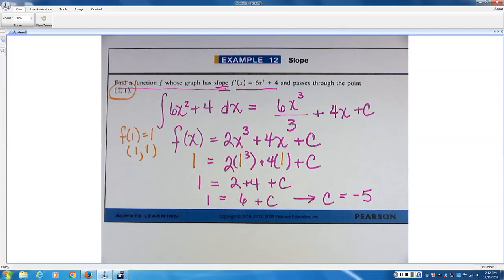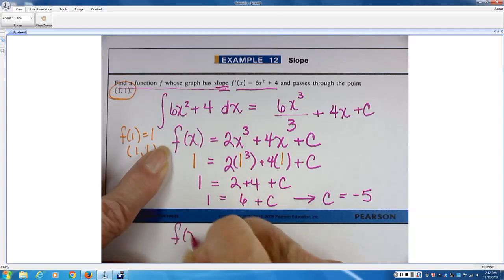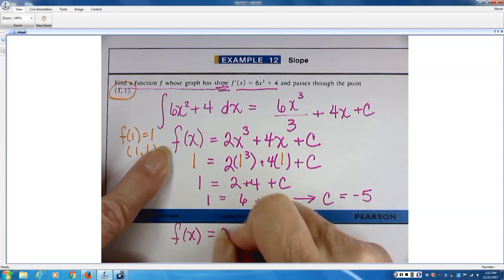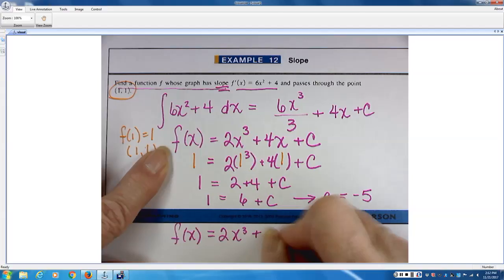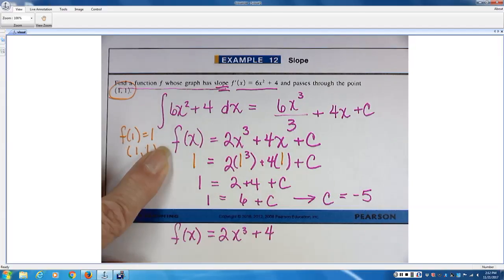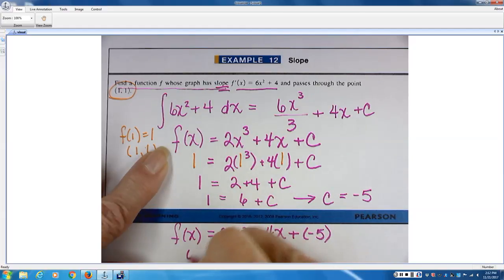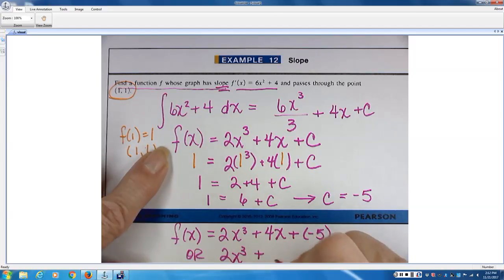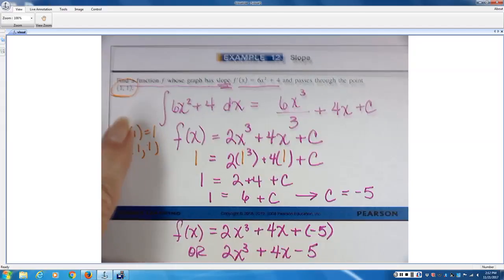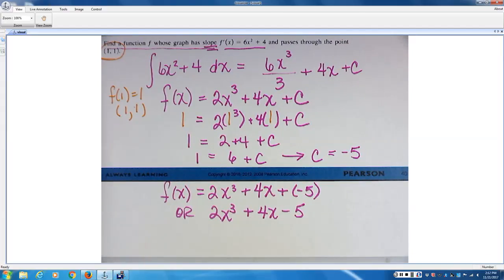So then we can take that constant and plug it back into our f of x. And that's going to be 2x cubed plus 4x plus a -5, or you can write minus 5. Either one of those is perfectly acceptable. Questions?